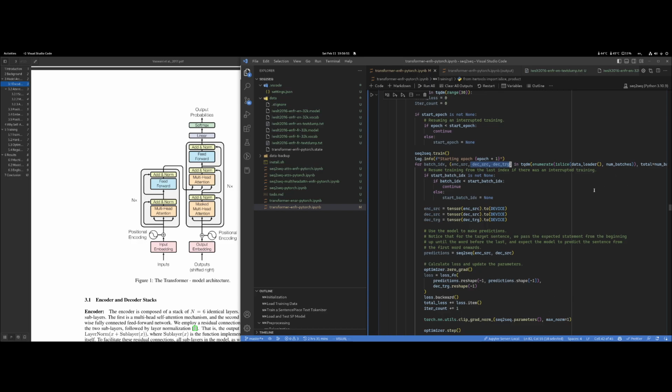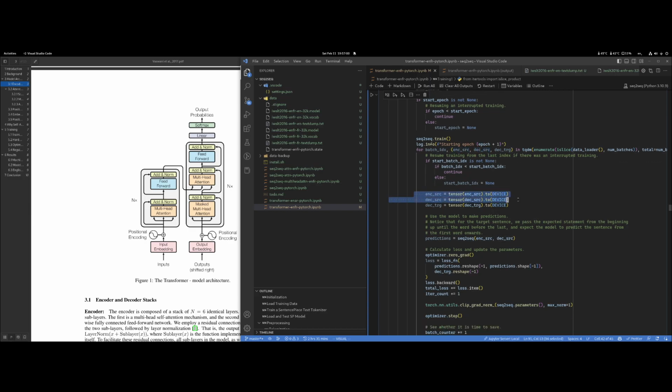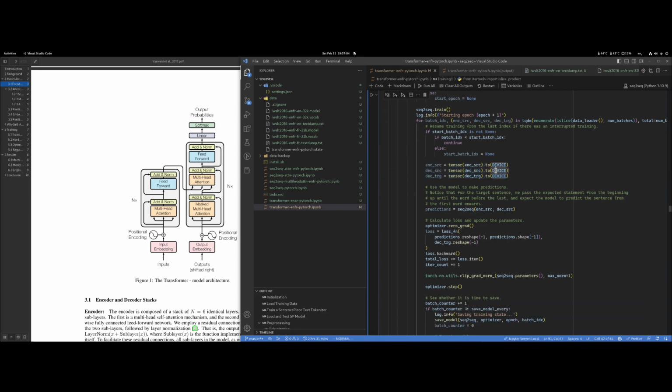If you look at the data loader, we can take a look at it later. It does that for you and gives you the encoder statement and the decoder, the source and target, and then after that the usual tensorization of your data, and then moving it to the GPU for faster training.